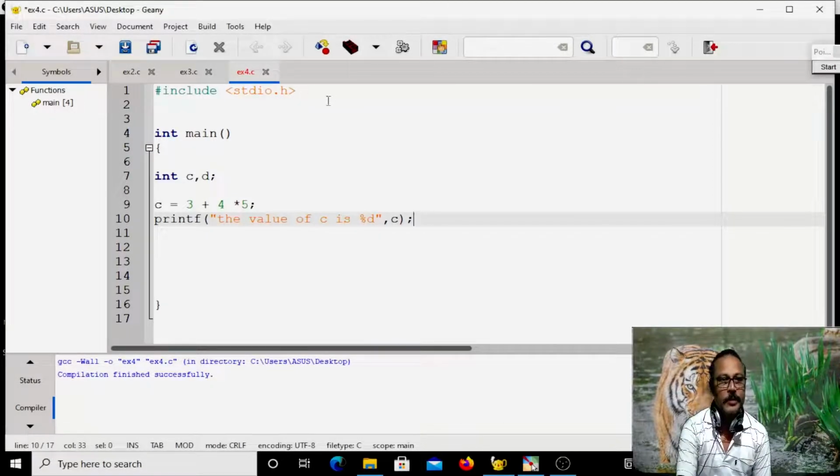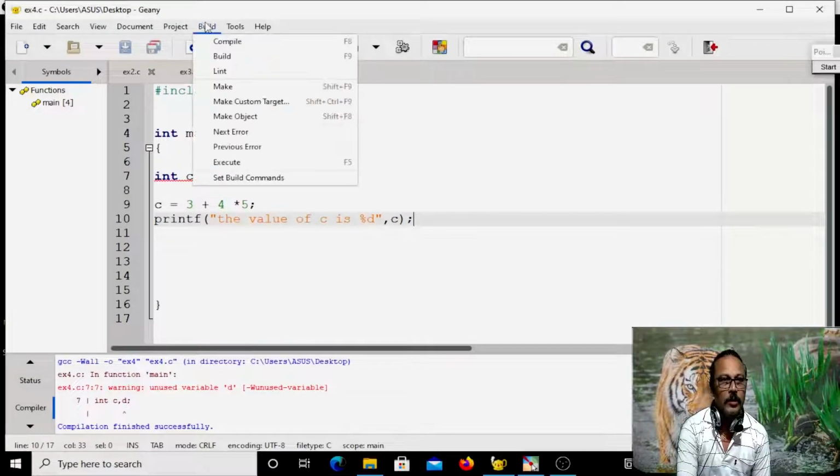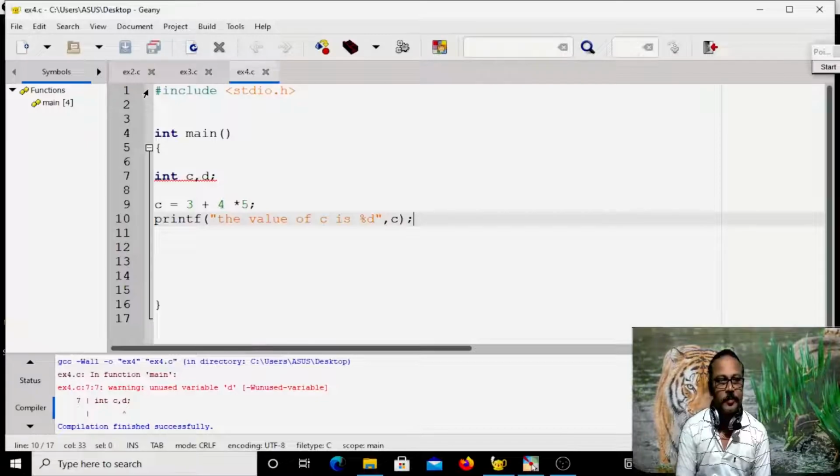Let's check. Build. Okay, it is completed successfully. We are getting 23. That means this 4 star 5 is evaluated first and then that is added to 3.